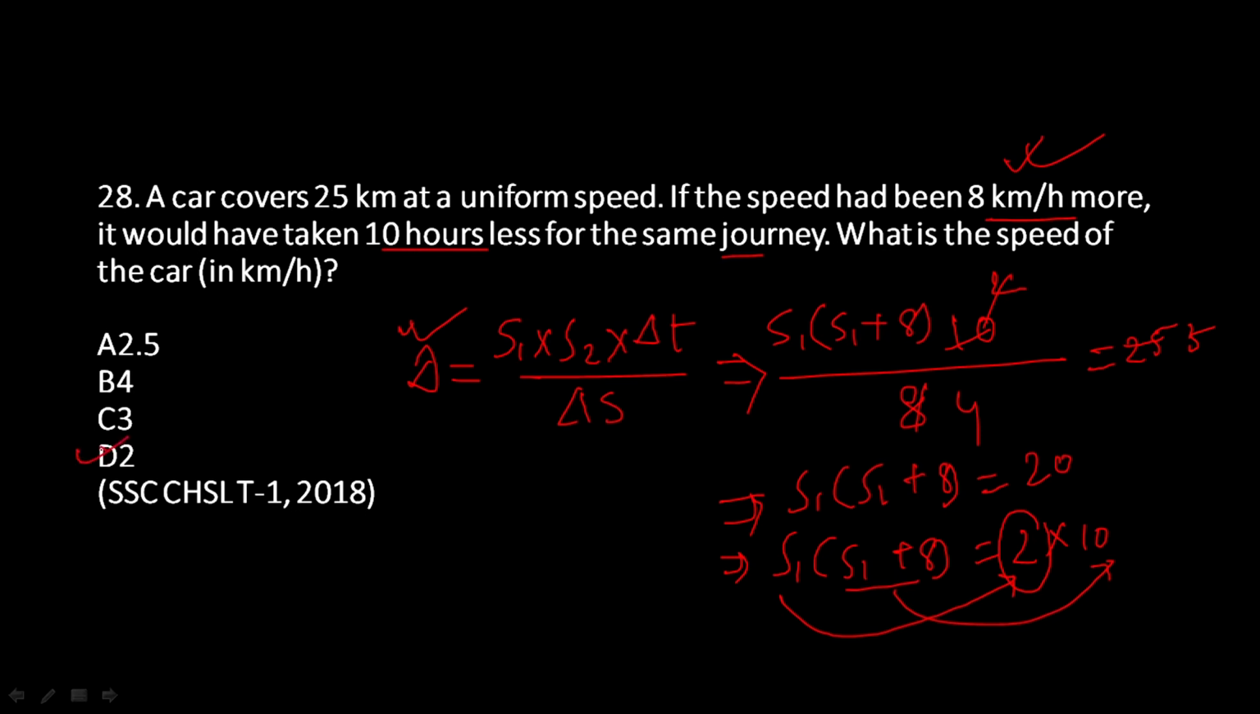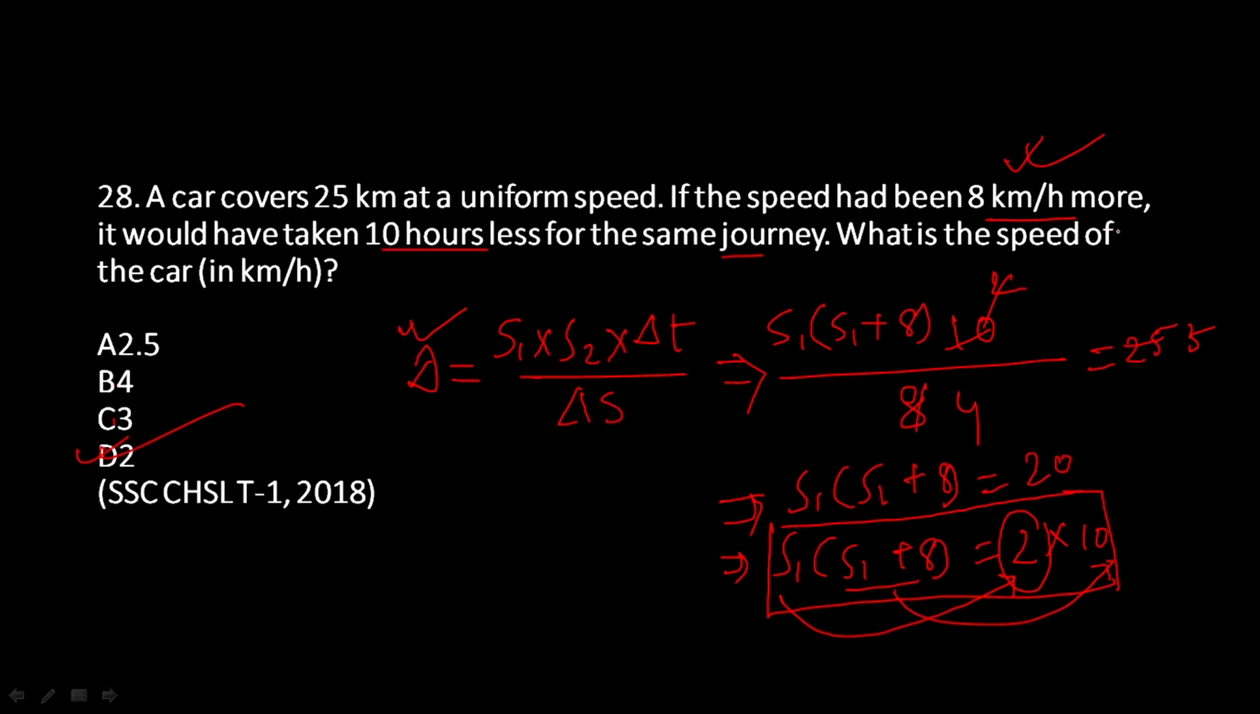I hope it is clear to you. Option D, option C is 3, option B is 4. I hope it is understandable to you. Then S1 equals 2 km per hour. You have to solve this equation like this, otherwise you have to solve it as a quadratic equation. This is the easiest process. Just break down the number. Okay? If you have any doubt regarding this question, you should comment.